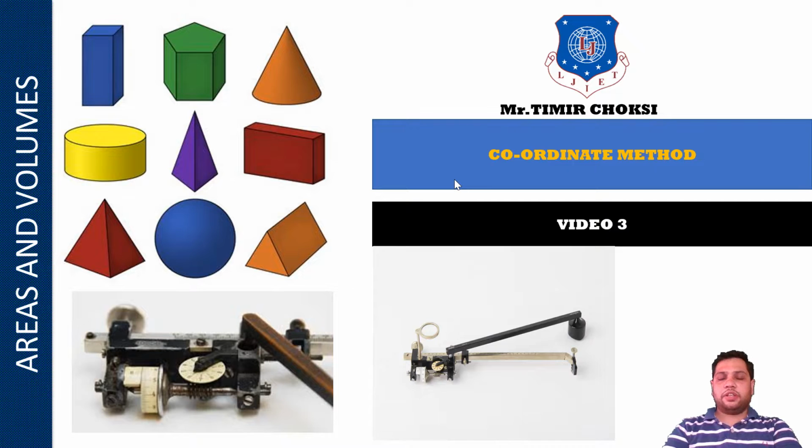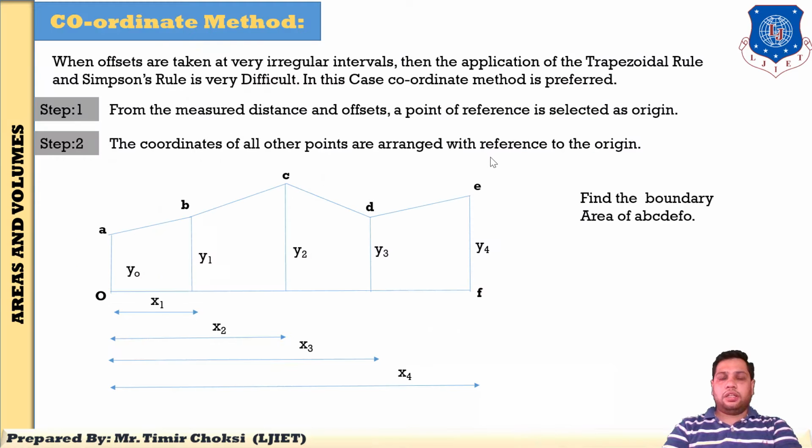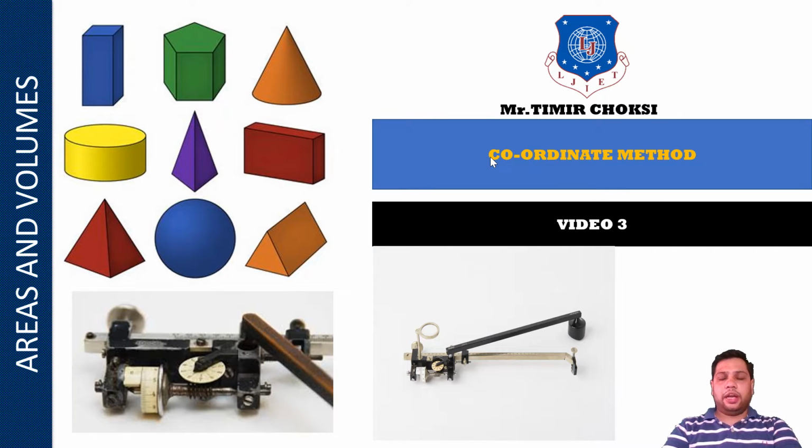Student, in this particular session, I have explained the coordinate method for finding the boundary area. You know that in a previous session, I explained the Simpson rule, the trapezoidal rule, as well as the mid-ordinate rule and the average ordinate rule for finding the boundary area. Now the next method is the coordinate method.